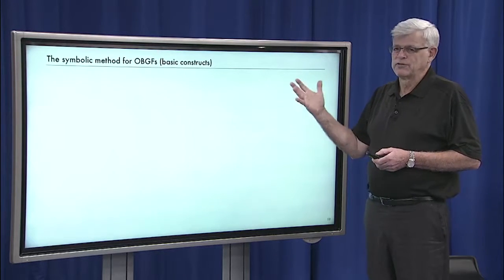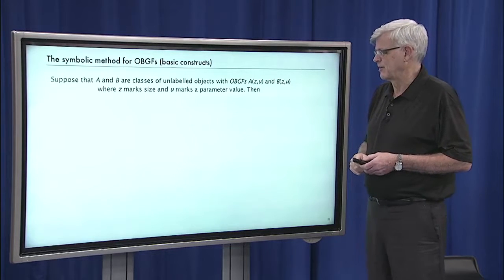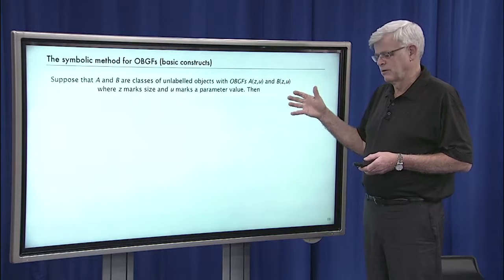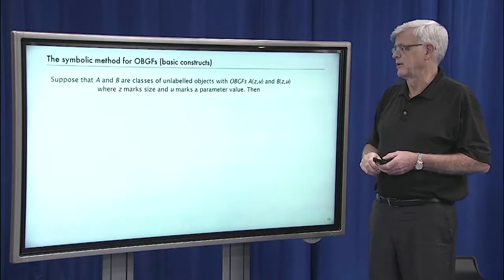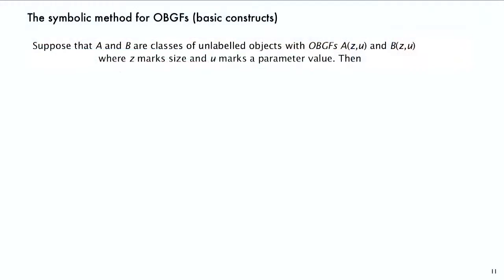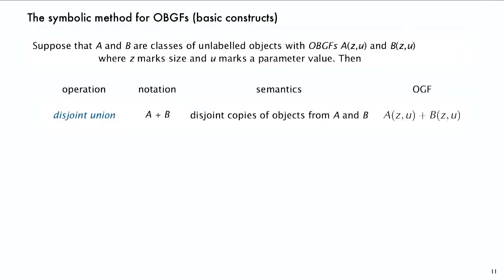So now let's look at the symbolic method for ordinary bivariate generating functions. It's the same setup as we've used before in lecture 1 for just regular single-variate generating functions. If we've got classes and we have their ordinary bivariate generating function, z marks size, u marks a parameter value, then if we do an operation like disjoint union, the same operation that we talked about before, then the ordinary bivariate generating function just translates to the sum. We'll look at the proof.